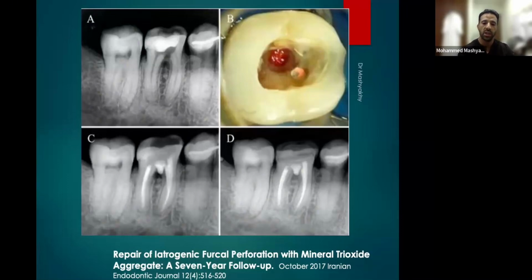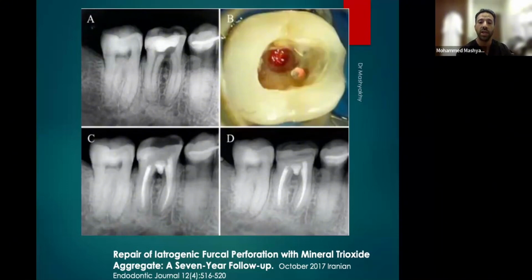So in this case, as you can see here, there is always a high success rate. Perforation, whenever it happens, depends on 3 factors: time, size, and location. The time: the faster you fix it, the better. Location: whether it's accessible or not. And the furcation is very accessible for you. You can see it and you can fix it.